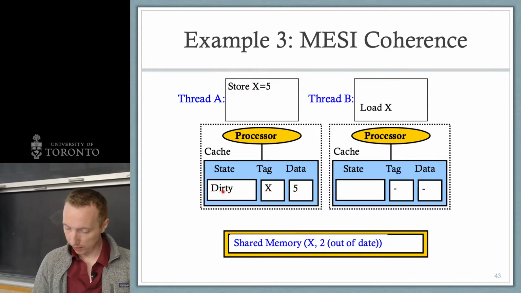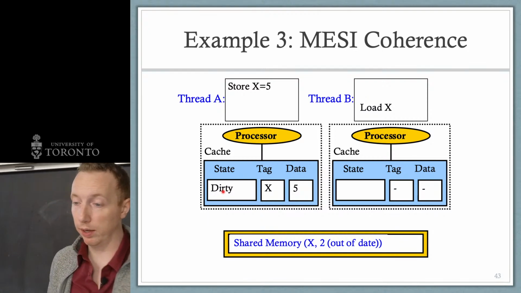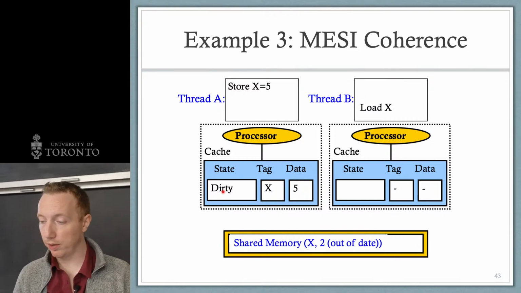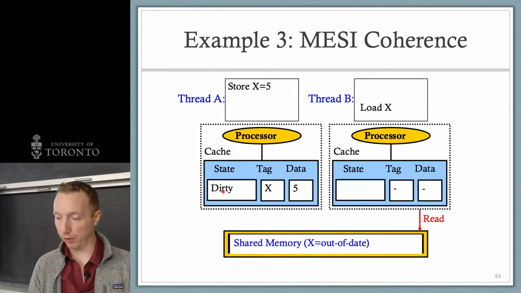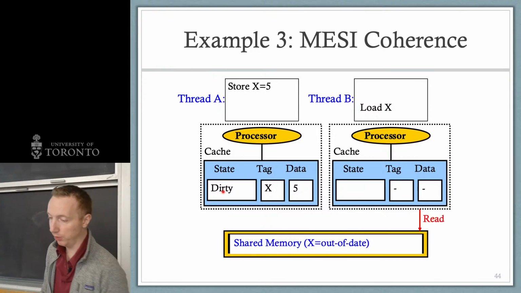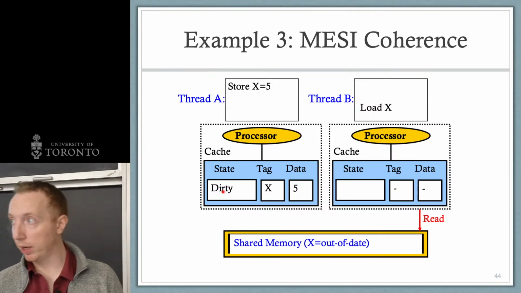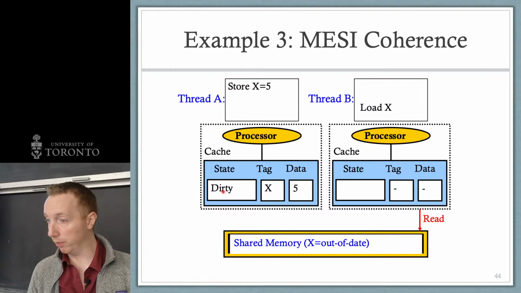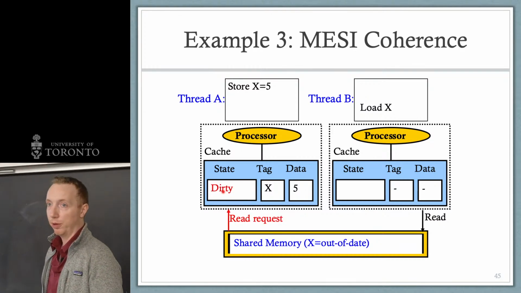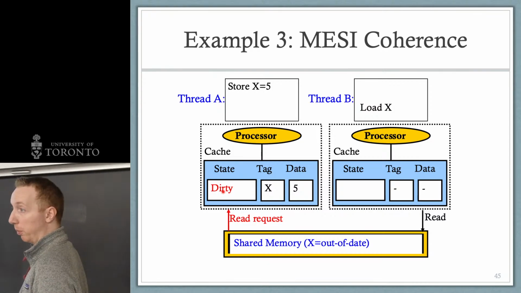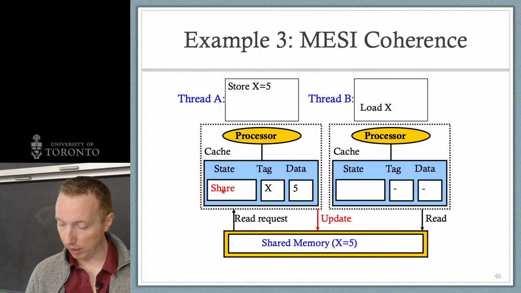And then in this case, if thread B tried to load x now, well, shared memory is out of date, so now we're going to have to force a write to it. So it would issue a read request. It would know that, hey, that memory address is currently out of date. So it would generate a read request from the other core, like, hey, I need to get your most up-to-date value from the cache, and force a write back to happen.